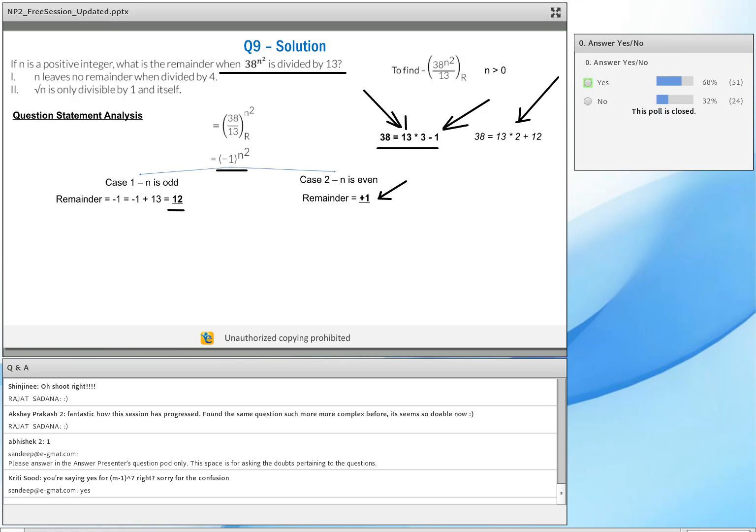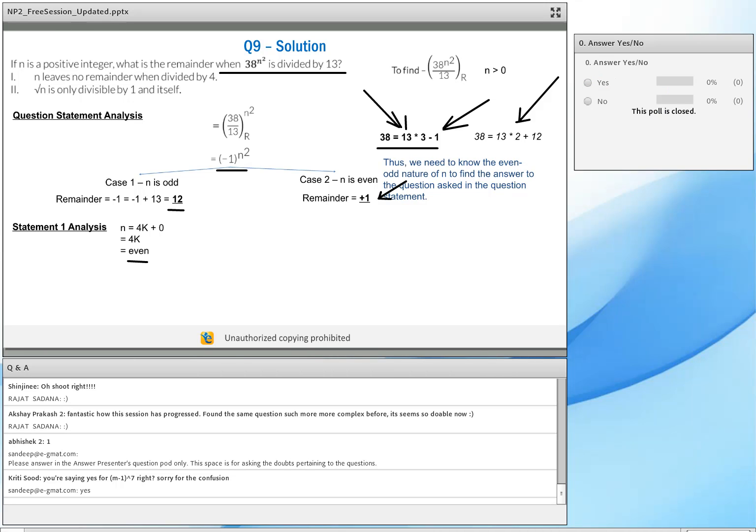So all you had to figure out is, is n even or is n odd? Okay, that's the only thing that we had to figure out. Now let's look at statement one. Statement one says n leaves no remainder when divisible by 4, which means n is equal to 4k plus 0, which means n is even, which means statement 1 is sufficient.